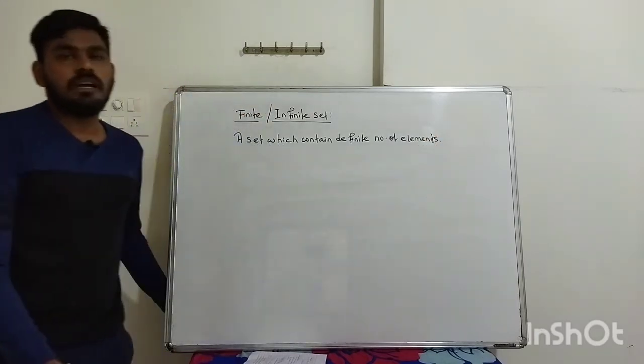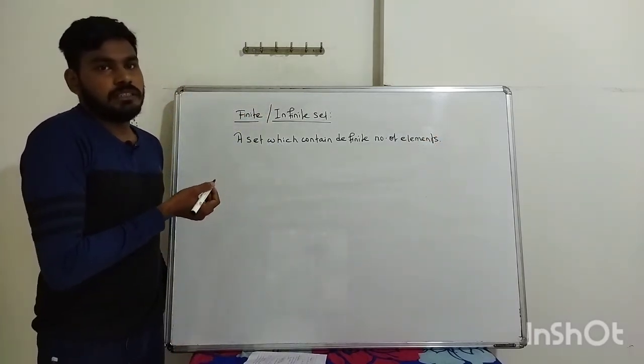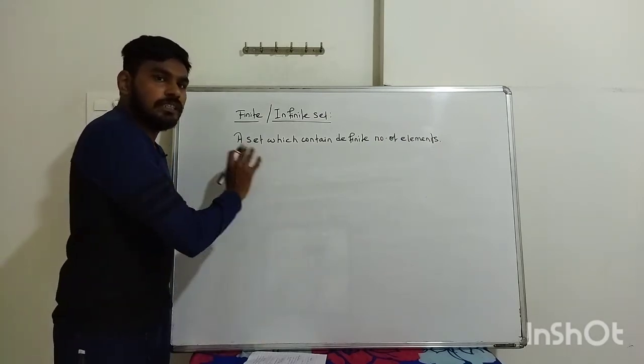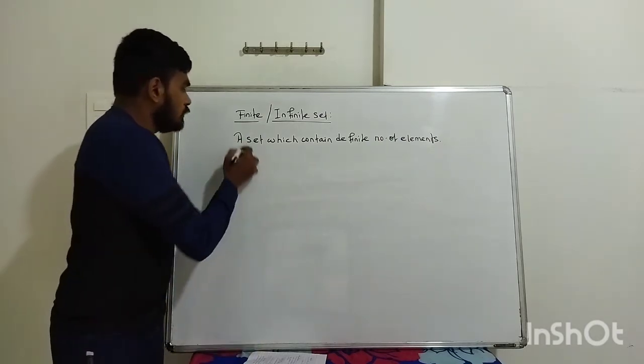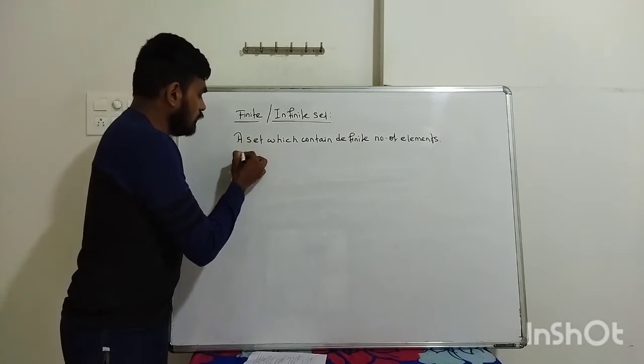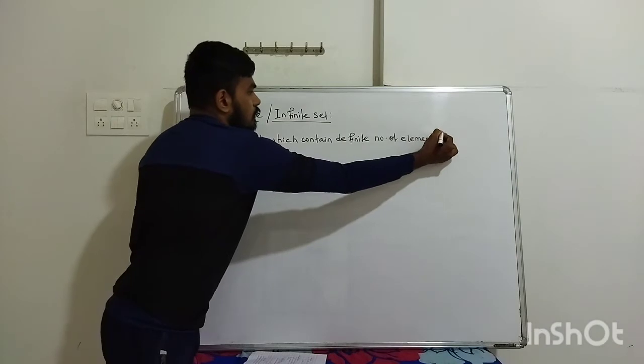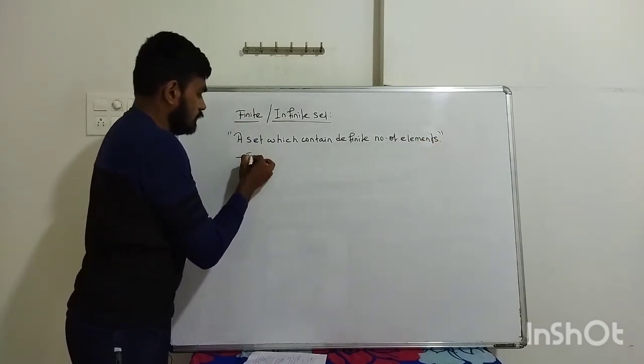We must be able to count the number of elements, or we must be able to tell how many elements are there in that set. Then it is called a finite set.